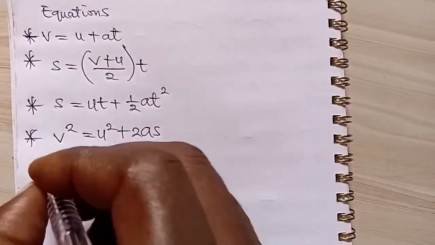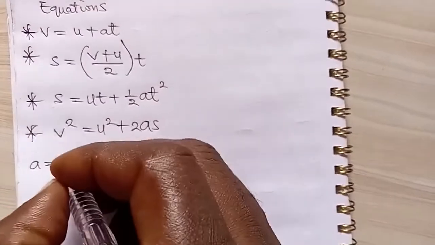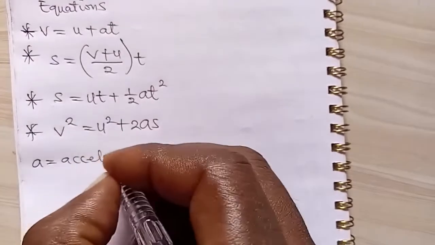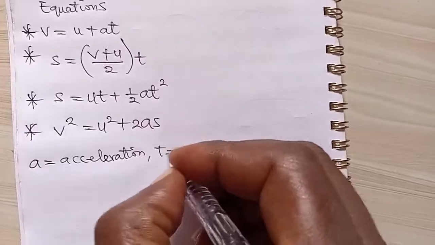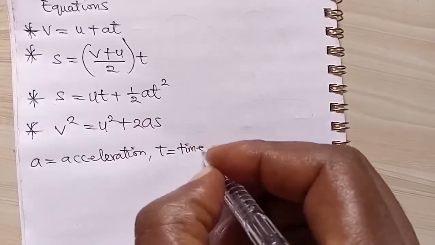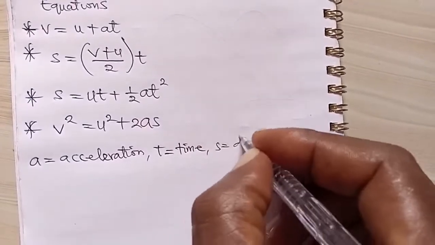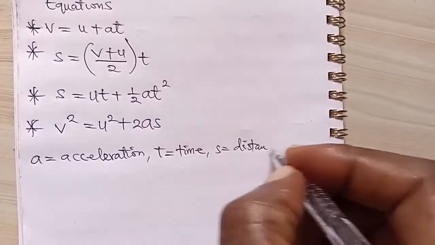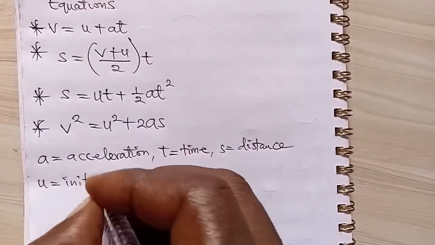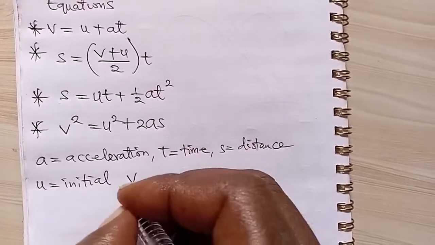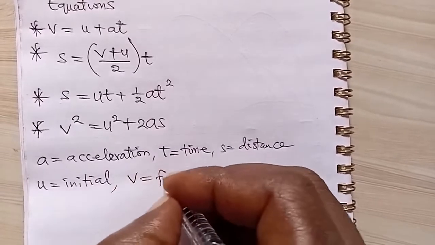Now here, A stands for acceleration, T stands for time, S stands for distance, U stands for initial velocity, and V stands for final velocity.